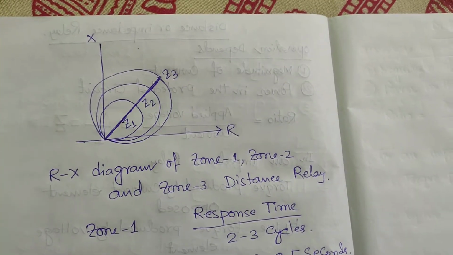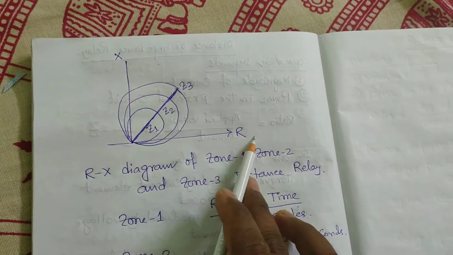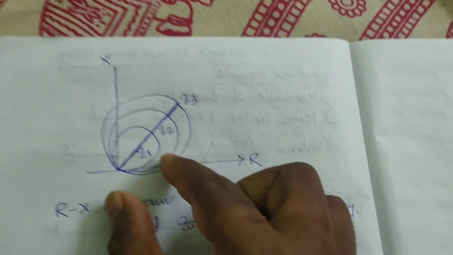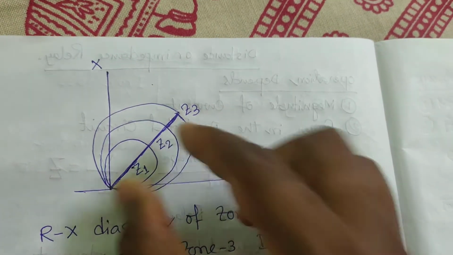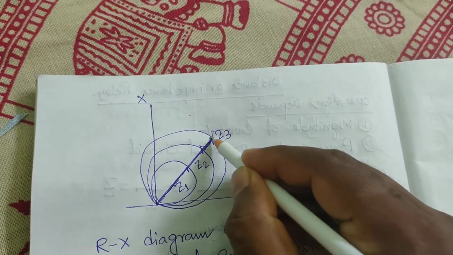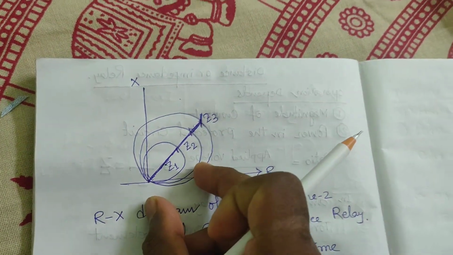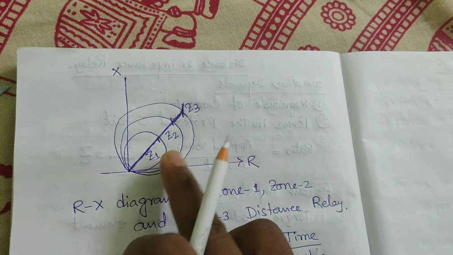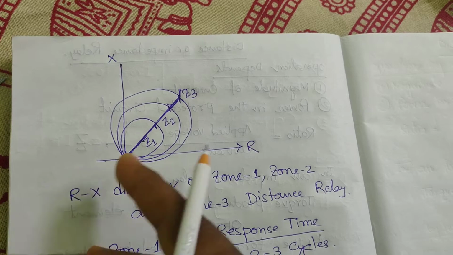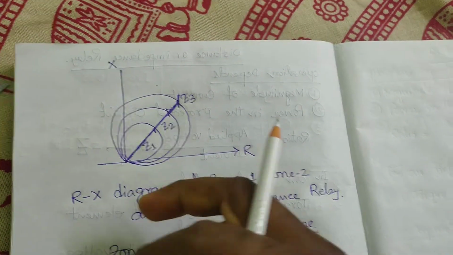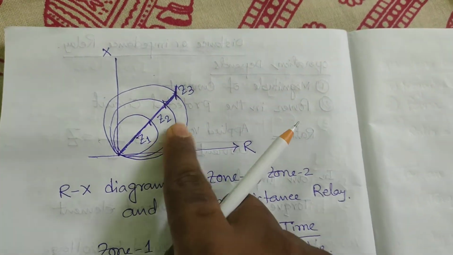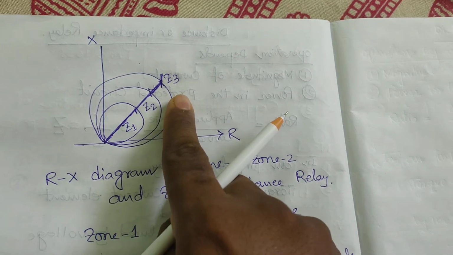Now we want to discuss the RX diagram. This is the R axis, this is the X axis, Z1, Z2, Z3 are the zones. This is zone 1, this is zone 2, and this is zone 3. So the distance relay has these features: zone 1, zone 2 and zone 3. Now a developed relay has 5 zones, 6 zones, 7 zones, 8 zones depending on the requirement. We have just discussed zone 1, zone 2 and zone 3.